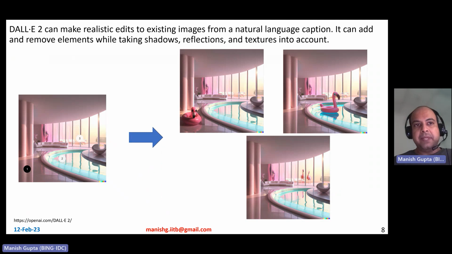It can also help make realistic edits to existing images from a natural language caption. It can add and remove elements while taking shadows, reflections, and textures into account. In fact, as you see in this original image, the user can actually specify where they want to inject a new object. And depending on the position selected by the user, it can seemingly very nicely inject those elements while taking shadows, reflections, and textures into account, giving a very smooth feel.